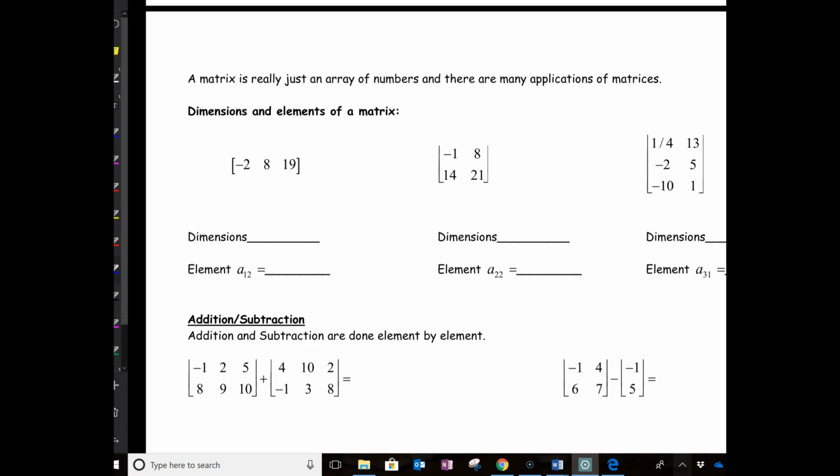What would be the dimensions of this matrix here? Good, it's 1 row by 3 columns. So 1 row by 3 columns.